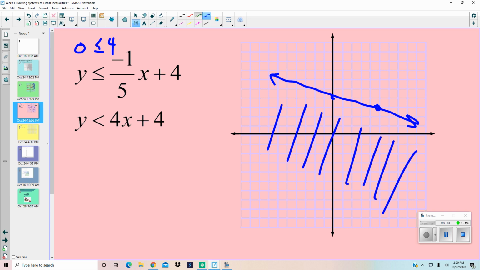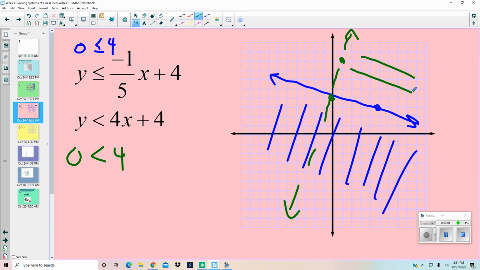When I graph the second line, I go up 4 again, same y-intercept, and then I go up 4 to the right 1. So this time it's going to be dashed. Wow, my lines are not good. And put in 0. 0 less than 4. Yes, it is. Excuse me. So I'm going to shade on this side. So where the green and the blue overlaps, that's the solution to that system.